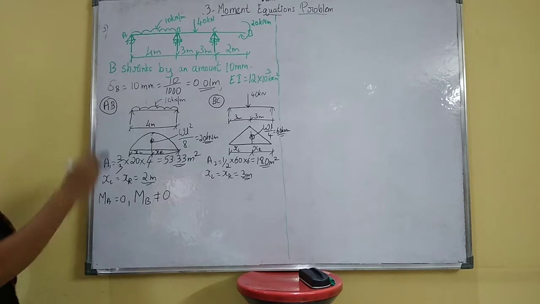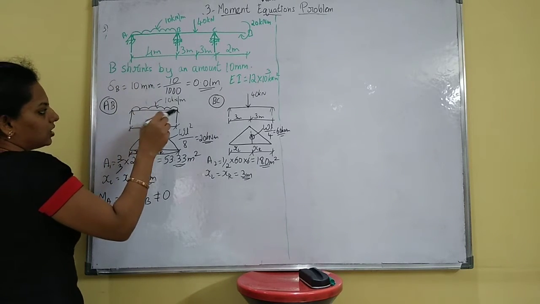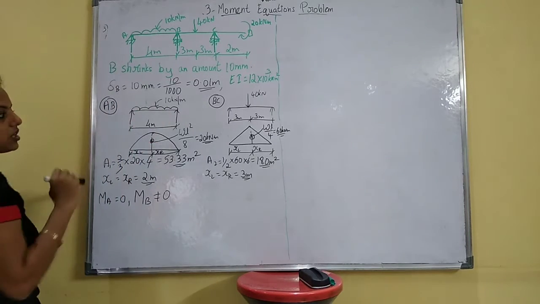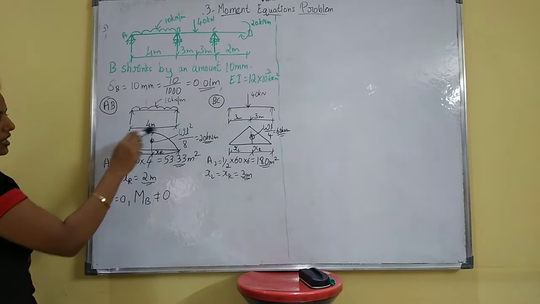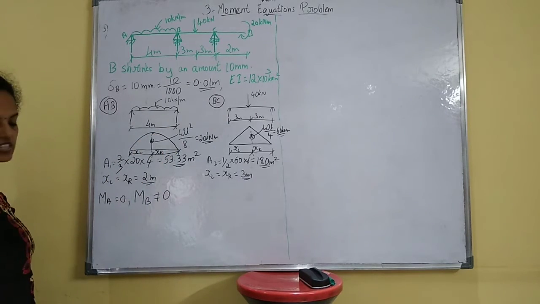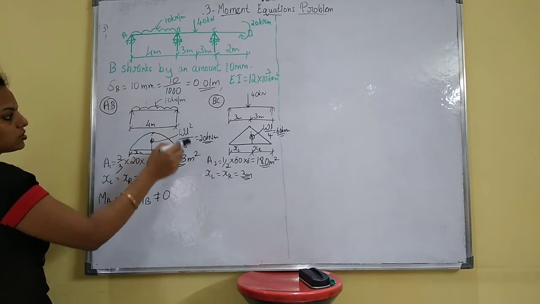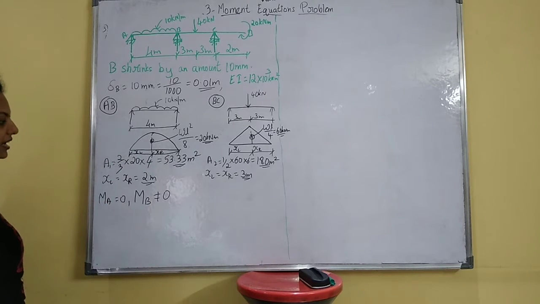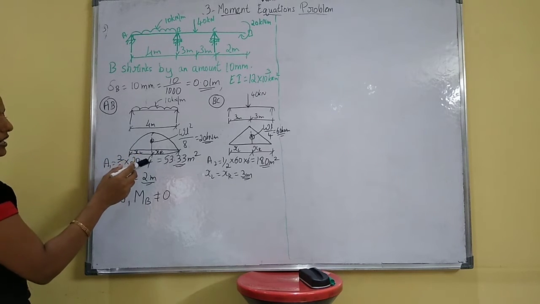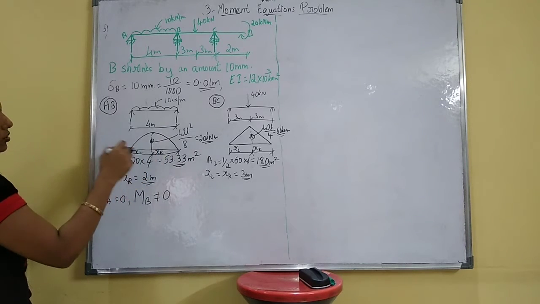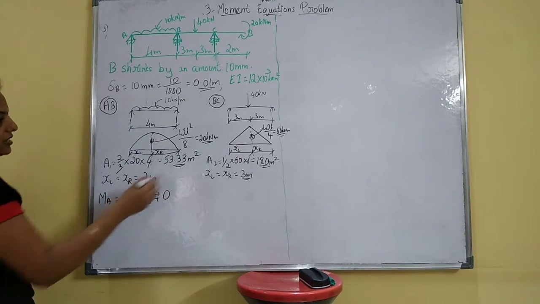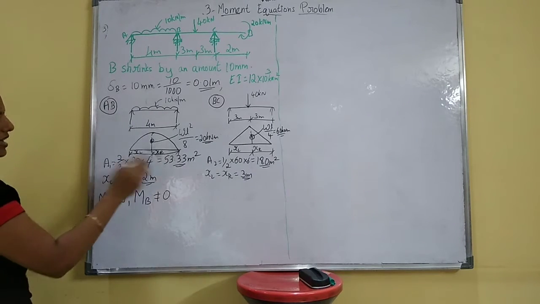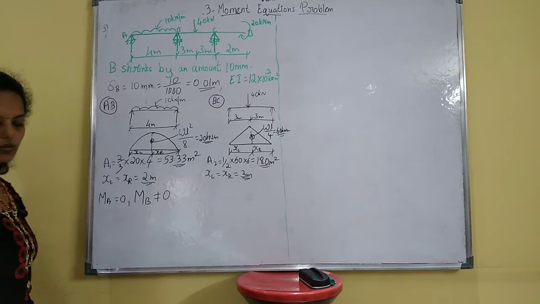So the first step: consider the span and find out the area and the centroidal distance. This is span AB, 10 kN per meter. The maximum bending moment, here parabolic, is WL square by 8. W is 10 into 4 square by 8, so it is 20 kN meter. The area of this bending moment diagram is 2/3 of base into height, so 2/3 of 20 into 4. So you will have area as 53.33 meter square. The centroid will be exactly at the center, so XL and XR, left side and right side, are both 2 meter.